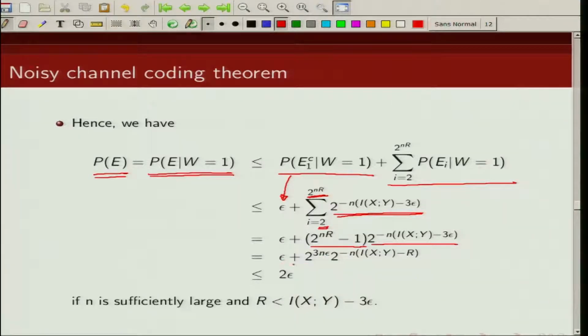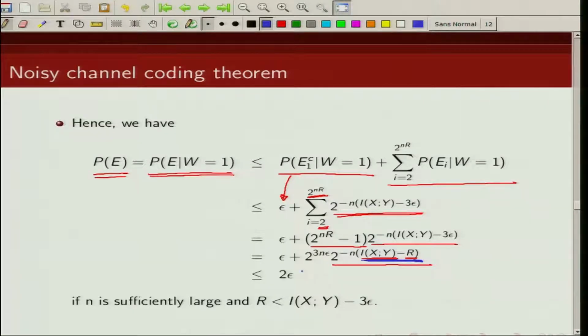So this will become epsilon plus 2 raised to the power 3n epsilon times 2 raised to the power minus n (mutual information minus R). Now as long as our transmission rate R is less than this quantity, the mutual information, this particular term is going to be greater than 0, and for large n, 2 raised to the minus n times this term will go towards 0.